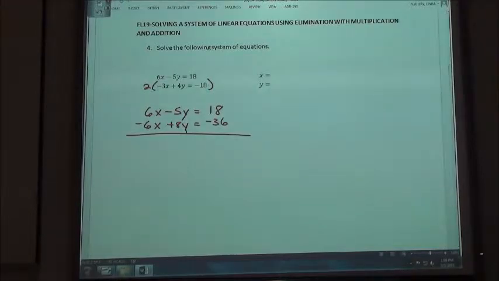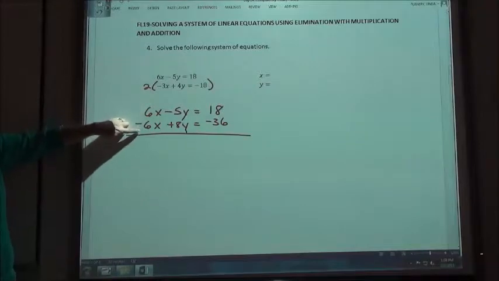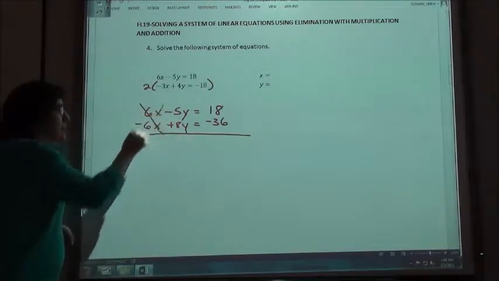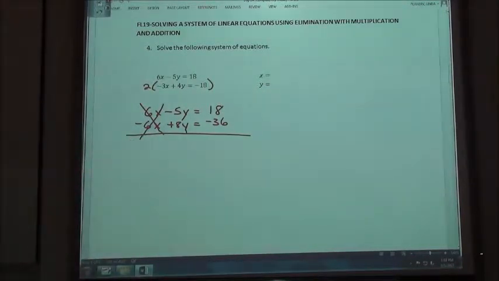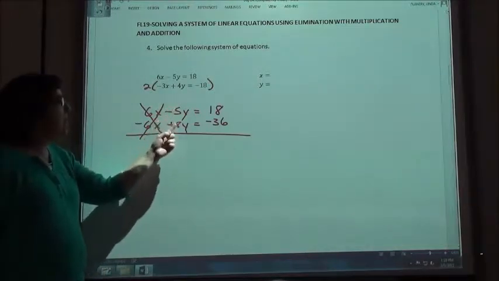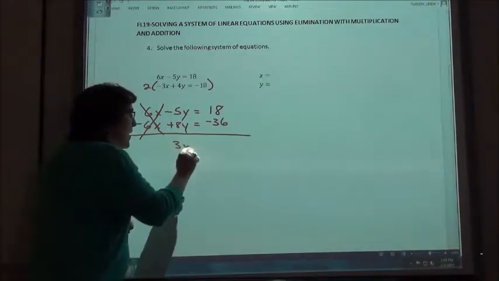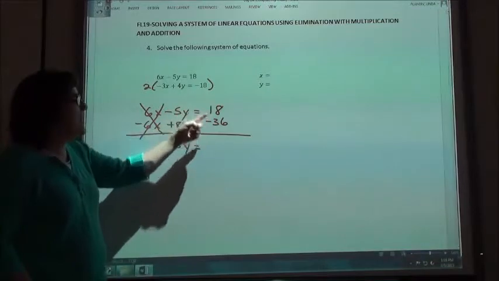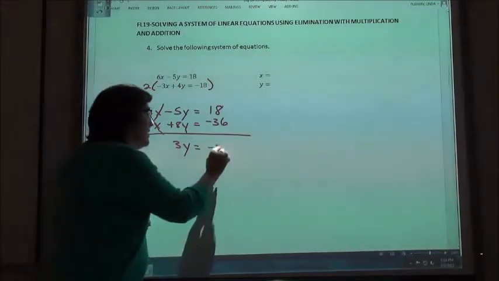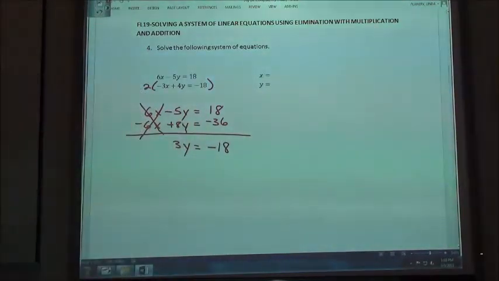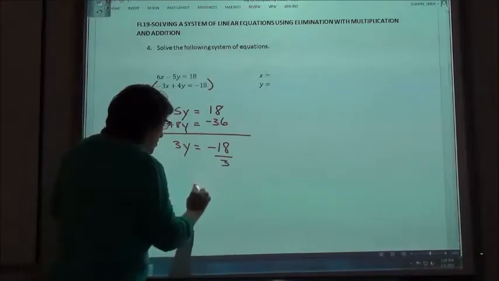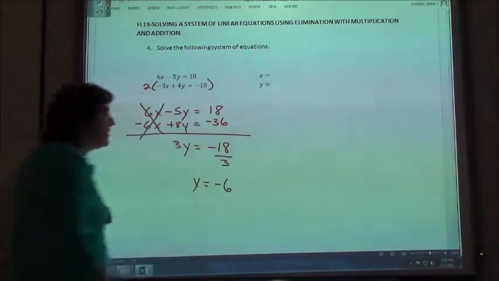Now what I'm going to do is add my equations together. When I take 6x minus 6x, it's going to cancel out, right? I get 0. Negative 5 plus 8 would be 3y. 18 minus 36 would be negative 18. In order to solve that, all I'm going to do is divide. y is going to equal negative 6 then.